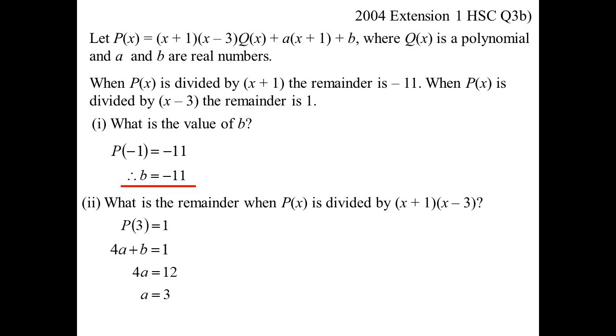So the remainder, well actually I've written the whole polynomial out, haven't I? I've substituted in and got 3x minus 8. But 3x minus 8 must be the remainder, because we've got divisor times quotient plus remainder. So there's our remainder. Okay, 2002.